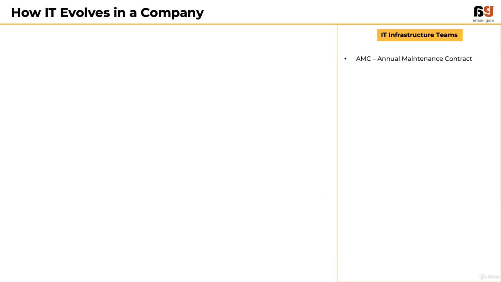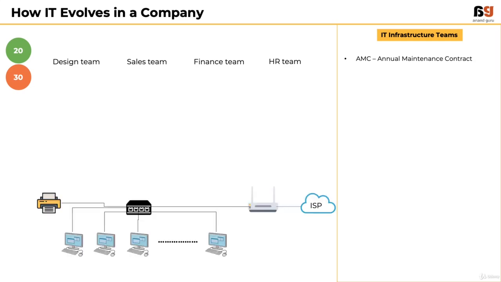Things are going good, the company is growing, we are getting more clients and more projects. One year passes by, we have hired more people now. There are different departments in the company like design team, sales team, finance team, HR team, etc. Our network that started with 2 computers and a printer now has around 30 systems. There are some network devices to connect all of them together. This is how our network looks now.